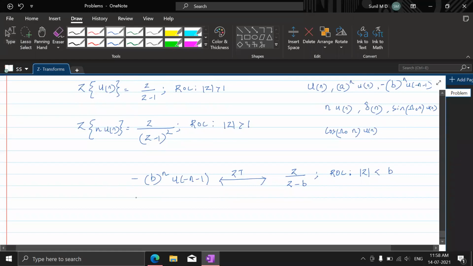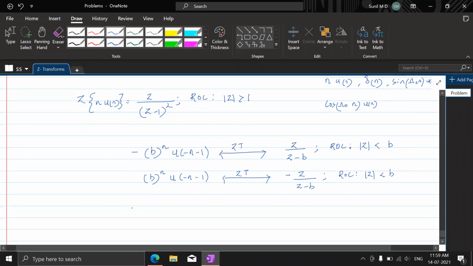Suppose you are given this. Suppose this minus is not there. How would it look like? Can you tell me? Suppose that minus is not there. Anybody? Suppose that minus is not there, it would be minus Z by Z minus B. ROC would remain this, inside the circle with radius B, because the denominator will not change.